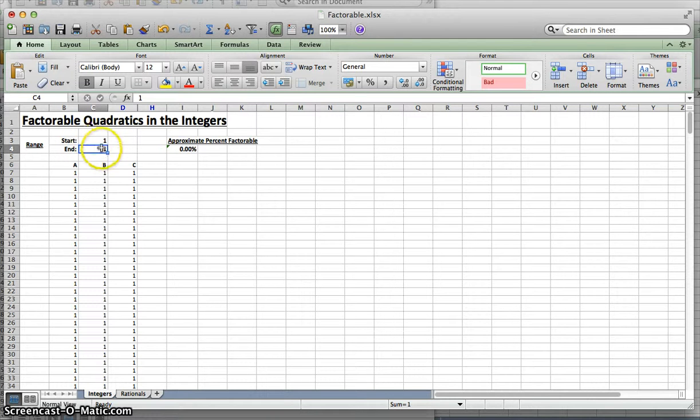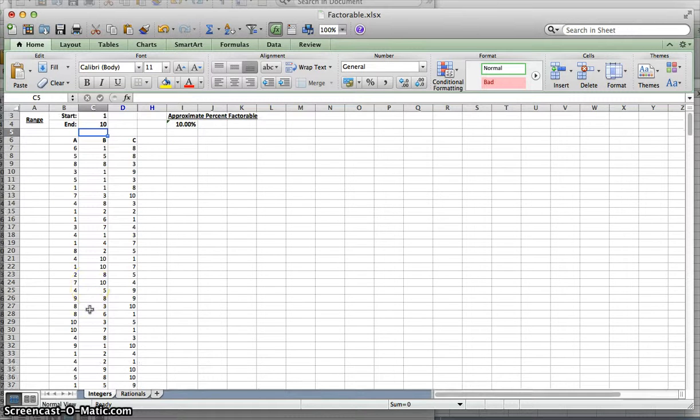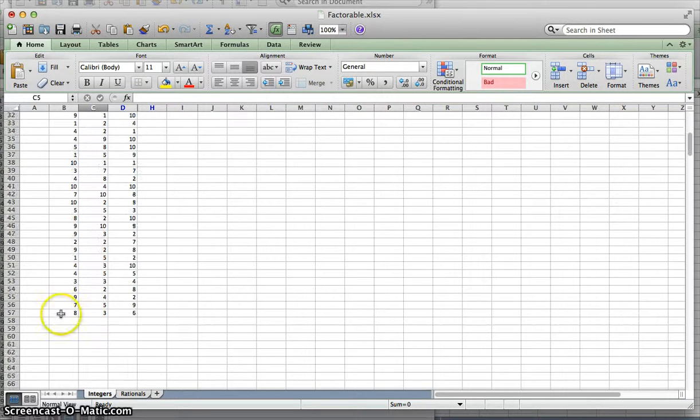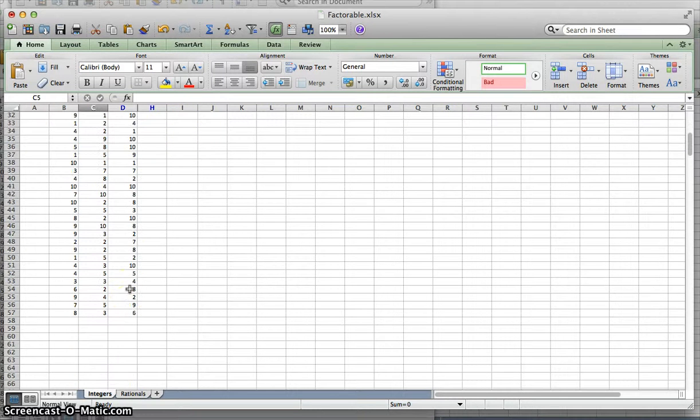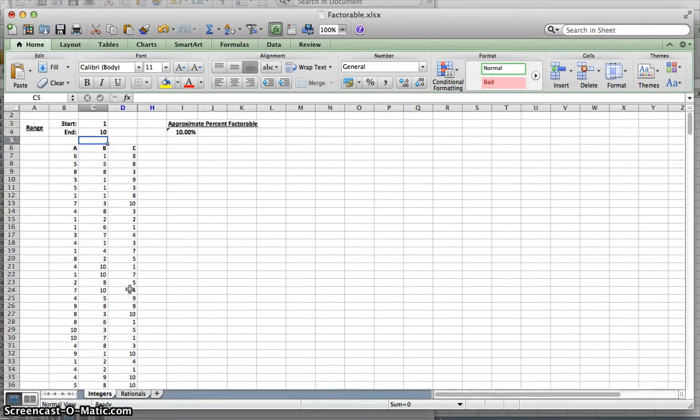We have these two values. This is the range of integers. So we are dealing with integers from 1 to 10. So you can enter that, and then the computer will generate a random list, or it'll pick random numbers for a, b, and c that are between 1 and 10, and then it'll calculate the approximate percentage of these 50 or so polynomials that are factorable.